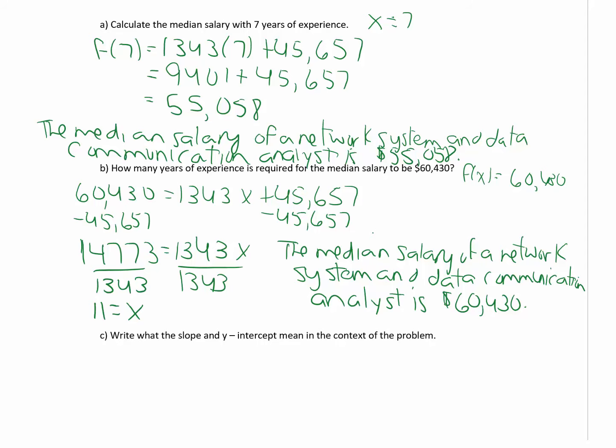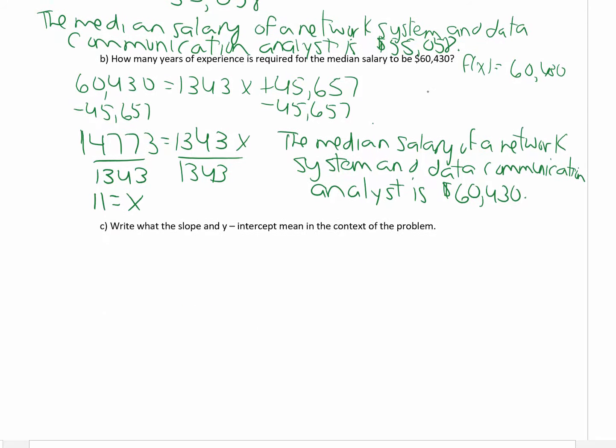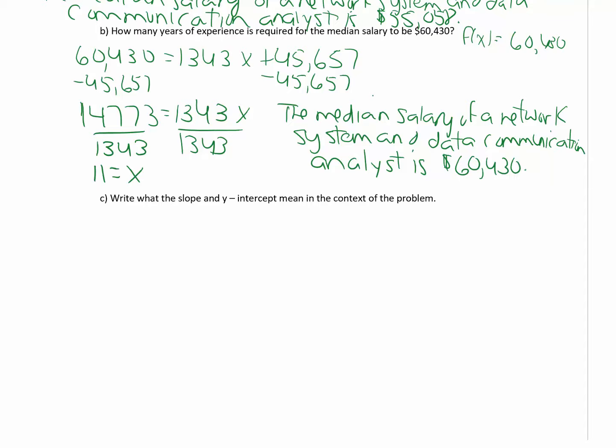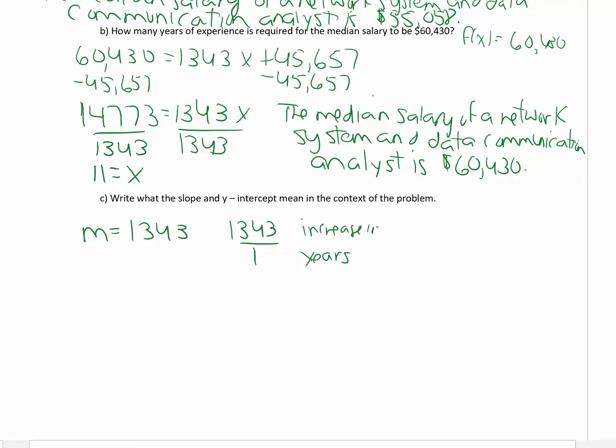Okay, so let's take a look at part C then. We want to write what the slope and the y-intercept mean in the context of the problem. Well, the slope is 1343, which is the same thing as 1343 over 1. So two things we're comparing here, years and increase in salary. Okay? So for every 1 extra year a person works, they should get a $1,343 raise. So let's write that out.